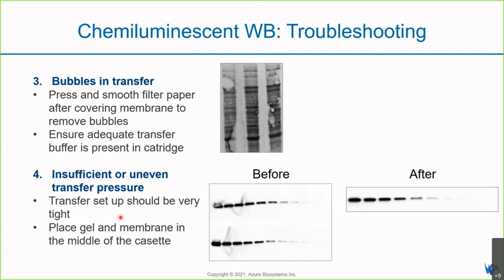and also place the gel and membrane in the middle of the cassette. If you're doing wet transfer, if there are 3 slots, then put it in the middle. If you're doing semi-dry transfer and you are only transferring one blot, for example, put it in the middle as well. Don't put it at the edge of the transfer apparatus.